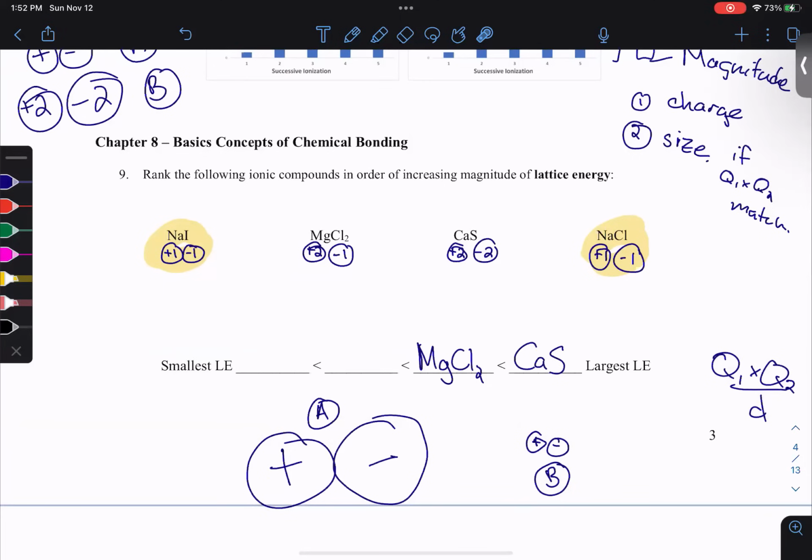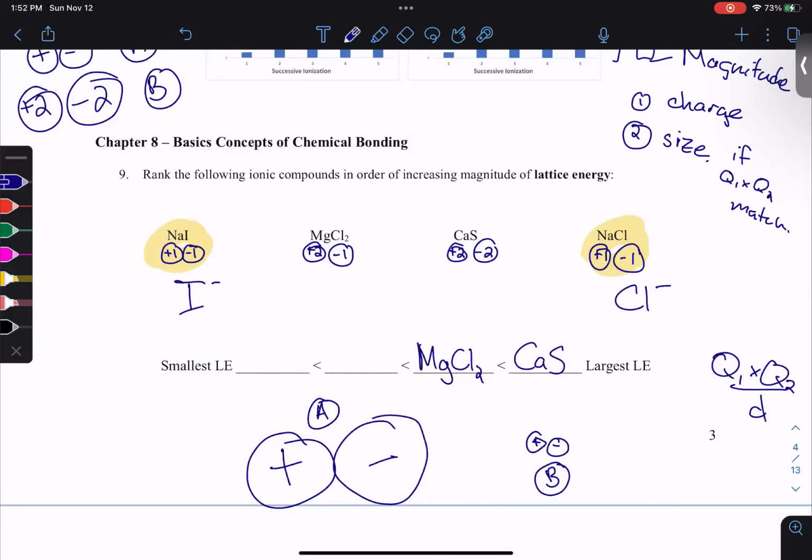So if we look at our last two that we're trying to order here, they're both +1, -1. They have the same charges, but their sizes do differ. The sodiums match, but the anions do not match. So that's what we want to look at. We're comparing iodide versus chloride. Of those, which one is smaller? The smaller one is going to have the larger lattice energy. So which one?